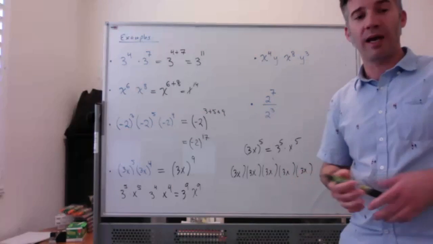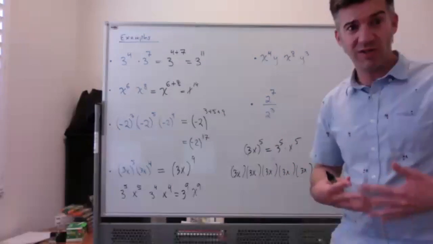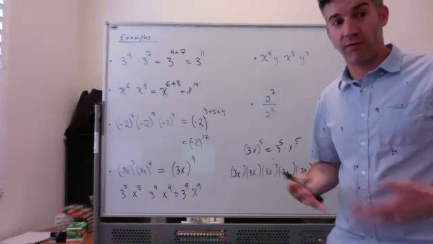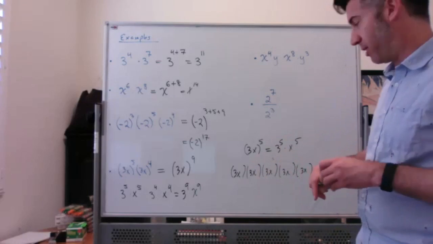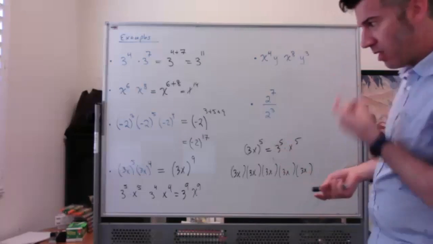So these rules aren't just arbitrary. They actually work for a reason, and because we need them to work the way they are supposed to work. I'm trying to show you this is why they work.